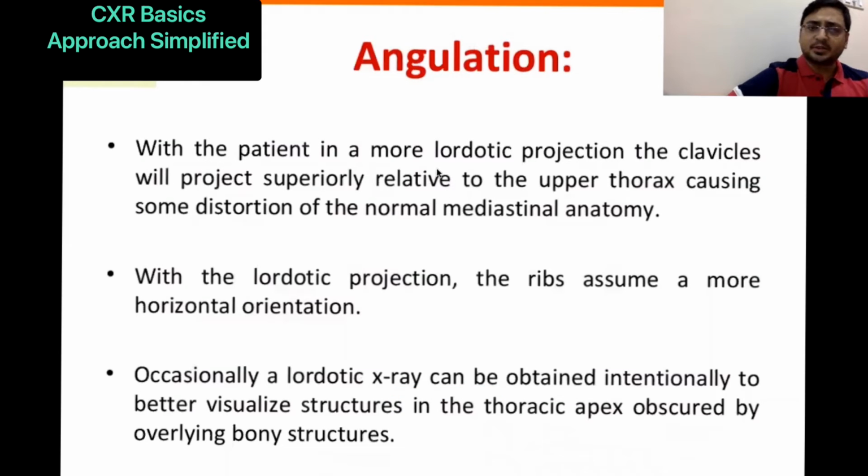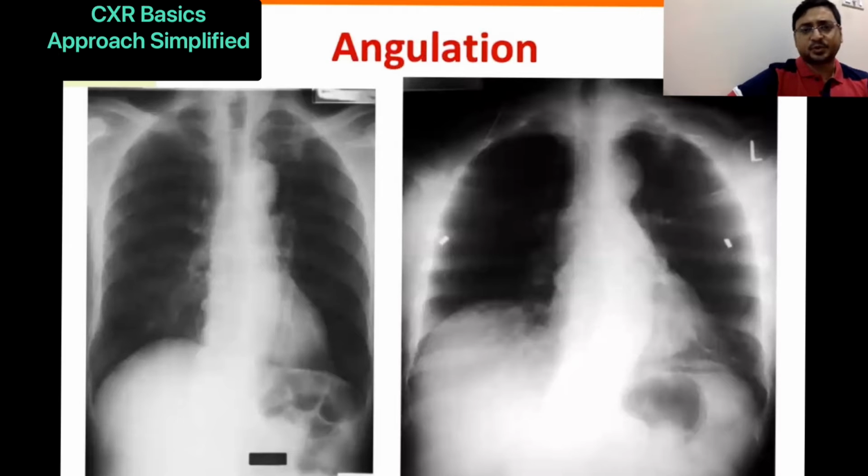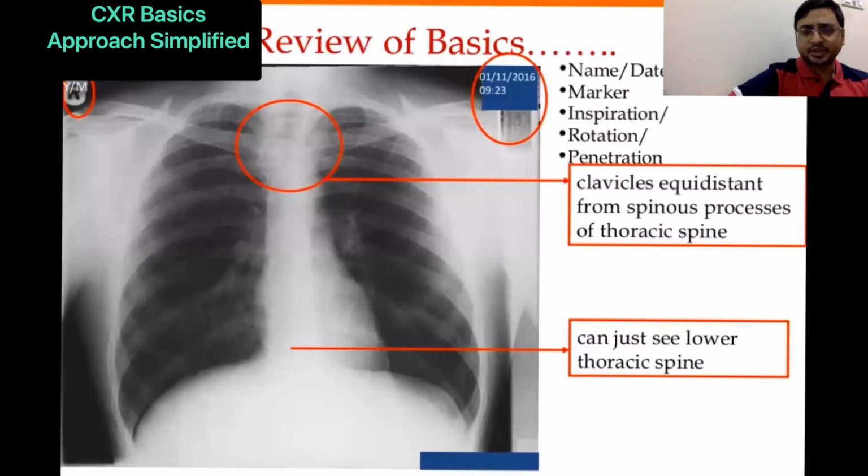So angulation and rotation are among the most important factors, otherwise it will be very difficult to interpret the mediastinal shift, and some other diagnostic dilemma will be there. So angulation and rotation, these both are very important. So that is the review of basics, some of the important factors.